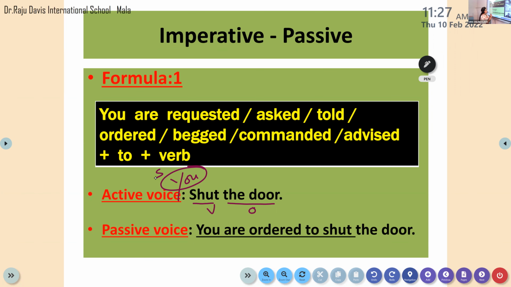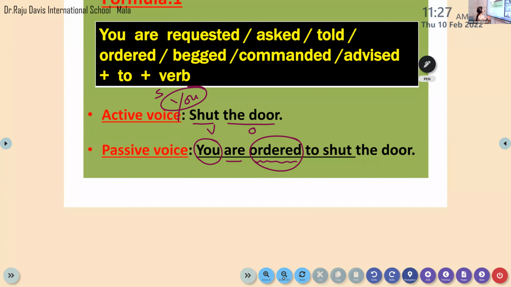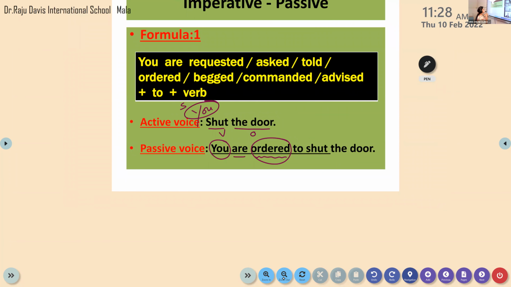Now we are going to apply this formula. Since the sentence has a hidden subject you, we have to start our sentence with you, and along with you, we use only "are". So, "you are". Now here you have a choice. If the sentence is an order, you can write "ordered", the past participle form. If it is advice, you can use "advised". If it is a request, you can write "requested". Always use the past participle form after the be form.